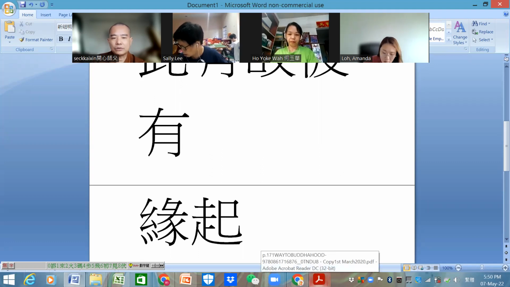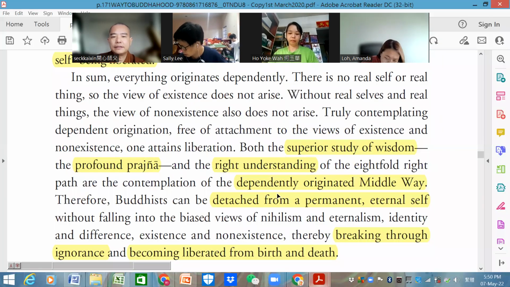Okay, class, let's take a look. The yuan qi, dependent origination, always relates to superior study of wisdom, profound prajna, right understanding. So we know that this is so important. If you really truly understand it, you will detach from the permanent and eternal self.